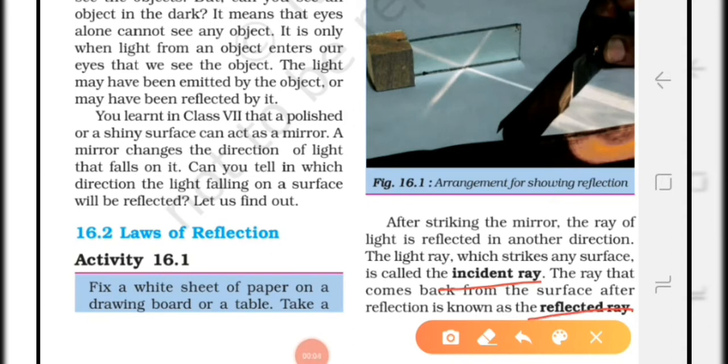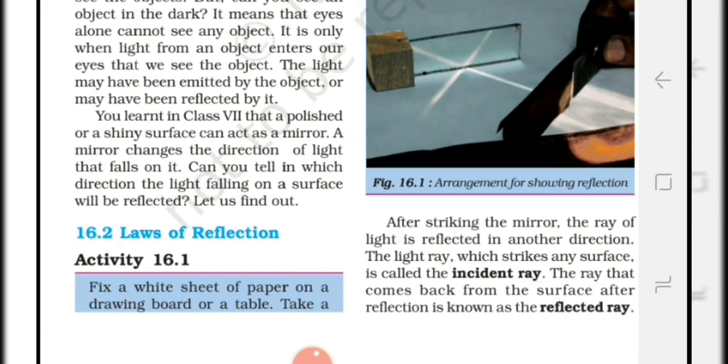Let us understand it with the help of activity 16.1. Students, in this activity, you have to spread a white sheet of paper on the table and take one plane mirror and a comb. Now cover all the openings of the comb except one opening. Okay? Now through this opening, you have to apply torch light. Then you will observe that when the torch light falls on the mirror, after striking, it returns back in the same medium. The ray which falls on the mirror is known as the incident ray, and after striking, it returns. This ray is known as the reflected ray, and this phenomenon is known as reflection of light.